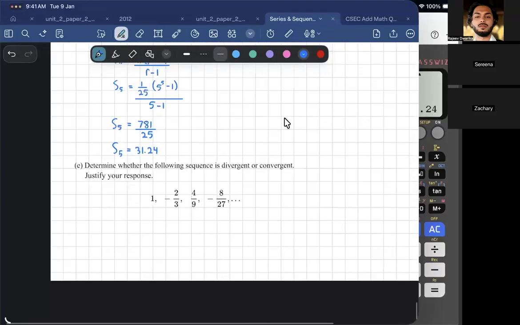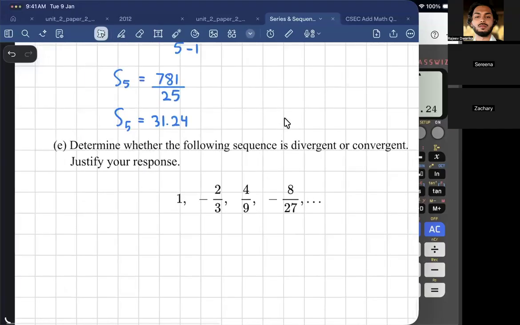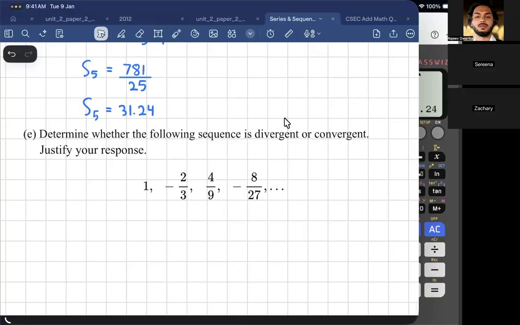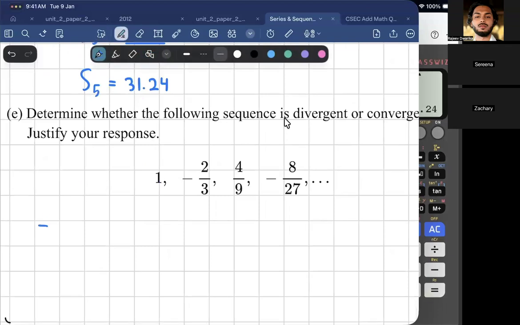All right, part E should be really, really simple. I think you all should be fine with that question. So Zachary, tell me, how would I answer part E? Yes, sir. You see, this sequence is convergent because R is less than 1. That is all. And you will need to prove that, right? So you need to find R. To find R, we could say minus 2/3 all over. Wait, give me a second.